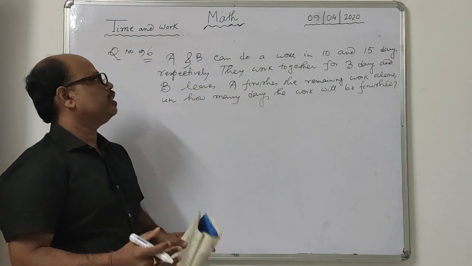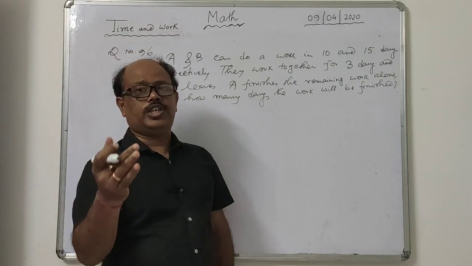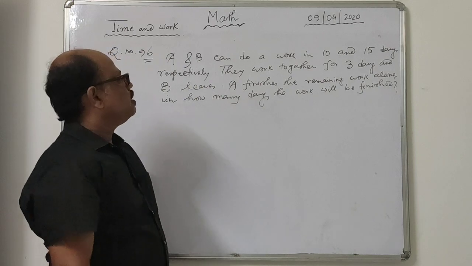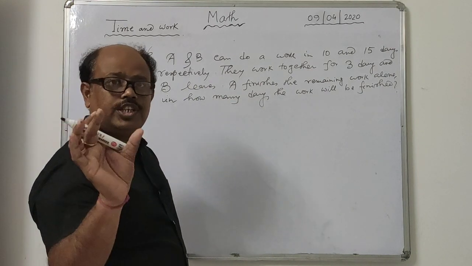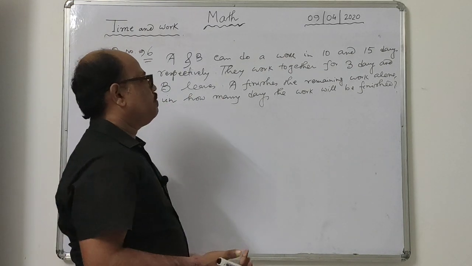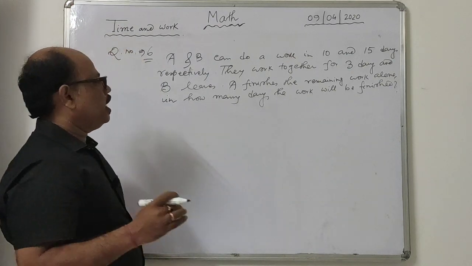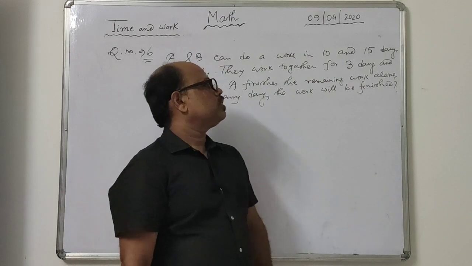Look, A and B can do a work in 10 days and 15 days. Means A can do a work in 10 days, B can do that work in 15 days. They work together for 3 days. And B leaves. A finishes the remaining work alone. In how many days will the whole work be finished?